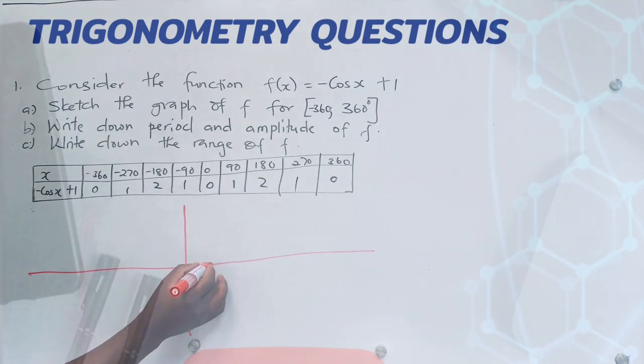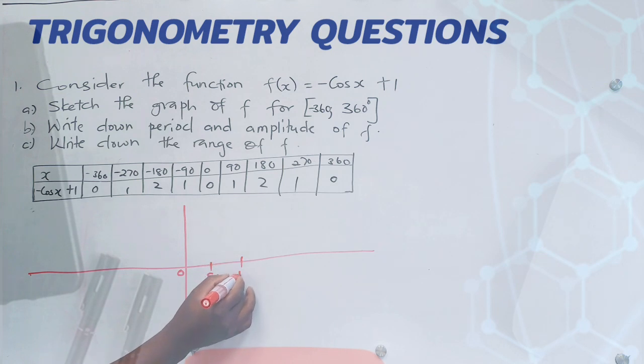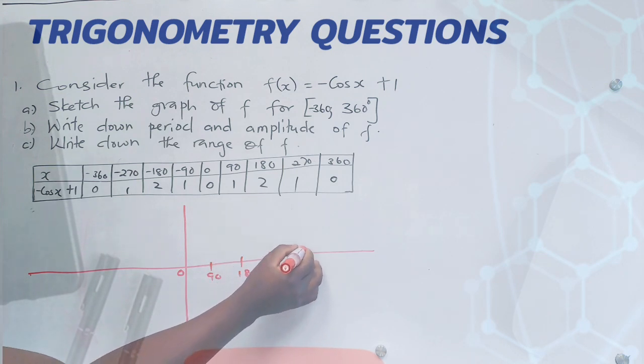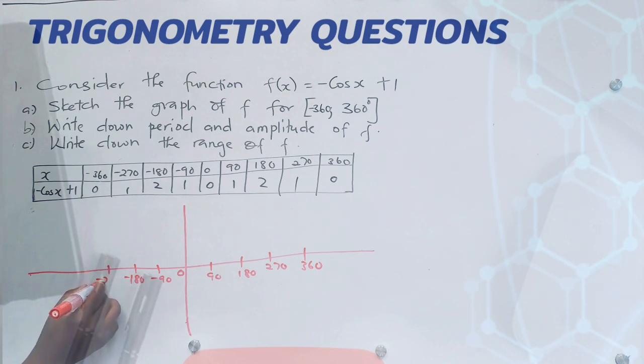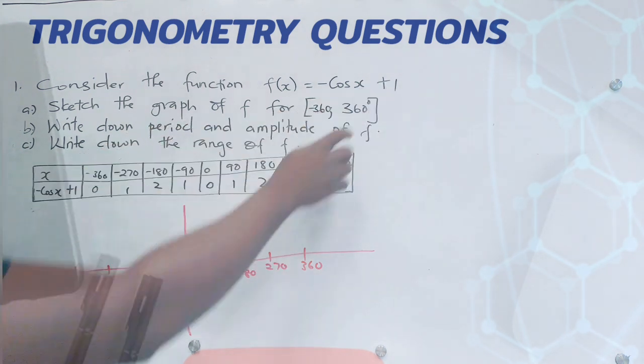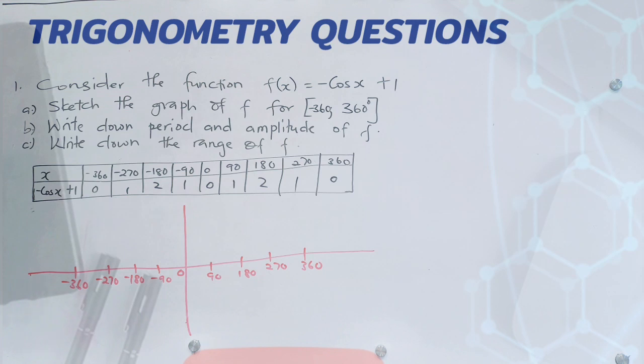Position 0, 90, 180, 270, 360, minus 90, minus 180, minus 270, minus 360 degrees. So our graph is shifted 1 unit upwards. You can check that on your calculator, it shows us the shift.